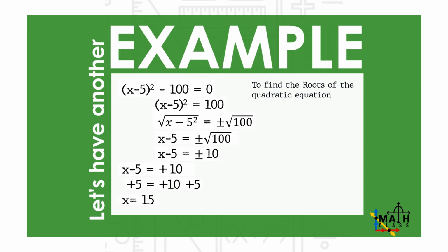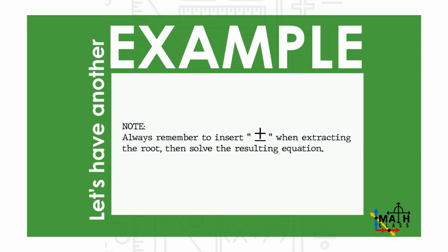On the other hand, we can also use the equation x minus 5 equals negative 10, by simply adding positive 5 to both sides. And we obtain negative 5. Therefore the roots are negative 5 and 15. Take note that, always remember to insert the positive and negative sign when extracting the root. Then solve the resulting equation.